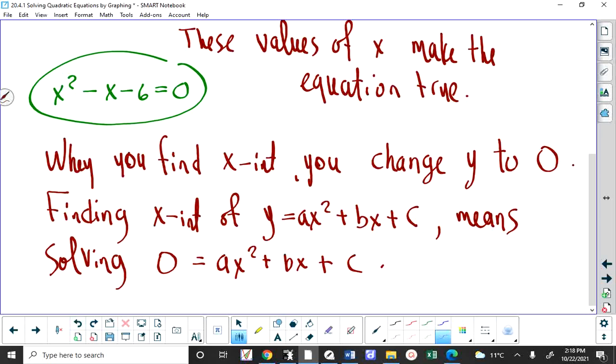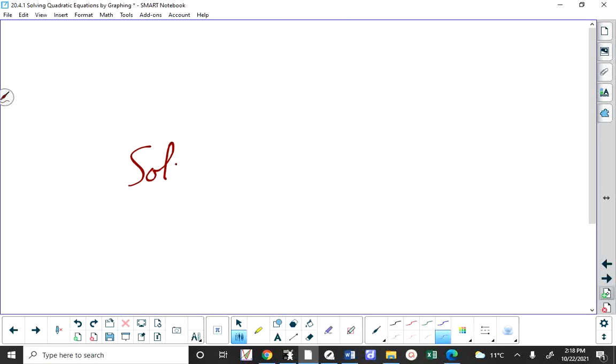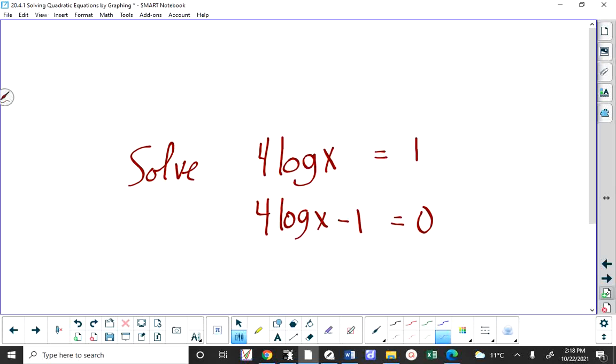If I said to you, solve 4 log x equals 1, you don't know what that is, do you? Log x? Well, what you could do is you could say 4 log x minus 1 equals 0. And that means you could imagine that this is y equals 4 log x minus 1. And if you can enter that in for y and find the x-intercept, you found the solution to the equation. Let me show that to you.